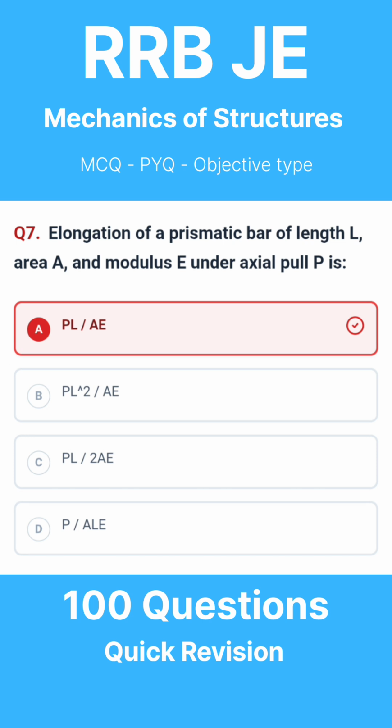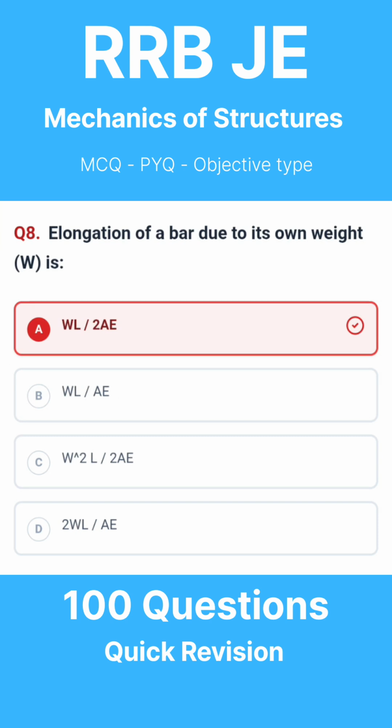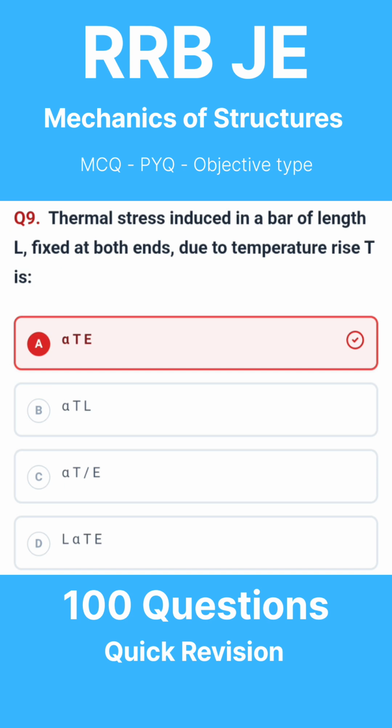Question 7. Elongation of a prismatic bar of length L, area A, and modulus E under axial pull P is. The correct answer is PL divided by AE. Question 8. Elongation of a bar due to its own weight W is. The correct answer is WL divided by 2AE. Question 9. Thermal stress induced in a bar of length L, fixed at both ends, due to temperature rise T is. The correct answer is alpha TE.